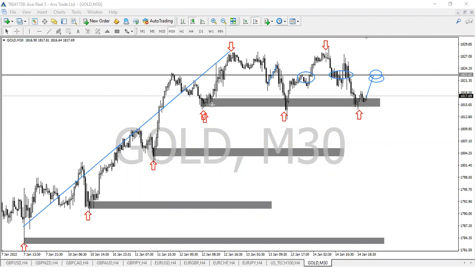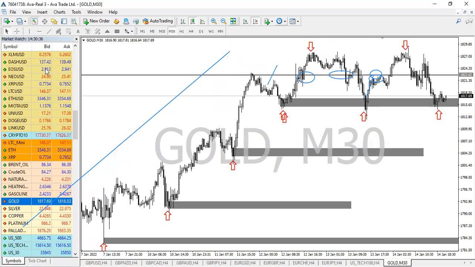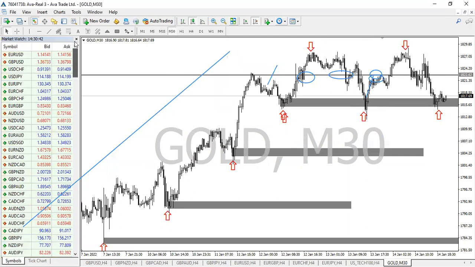Then I'm moving to AUDJPY, since someone asked for it, and I think I'm running out of time. Let me just check AUDJPY very fast.